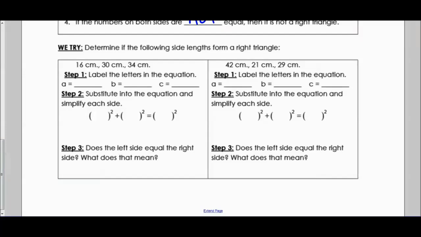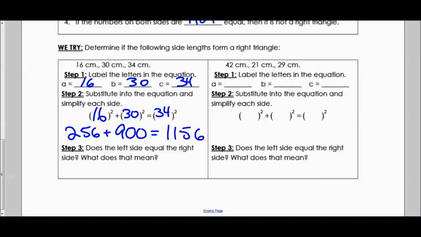Alright, so we have our three sides, 16, 30, and 34. Again, I'm just going to write that in order from least to greatest. That's my A, B, and C. And I just want to see if the left side actually equals the right side. So 16 squared is 256, 30 squared is 900, and 34 squared is 1,156.